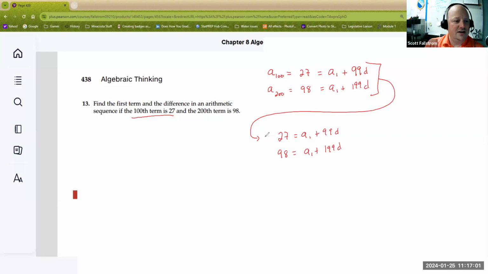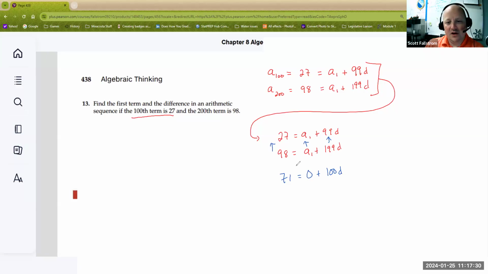And then using the techniques that we've seen, we have two things that are equal, so we could actually subtract these. So for example, 98 minus 27 would be 71. A1 minus A1 would just be 0. And 199D minus 99D would be 100D.